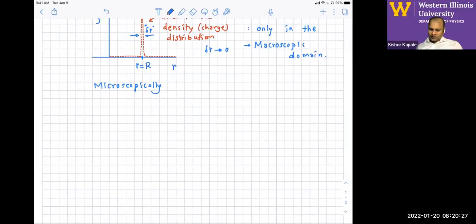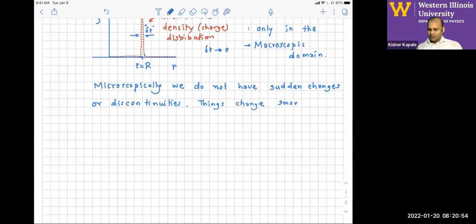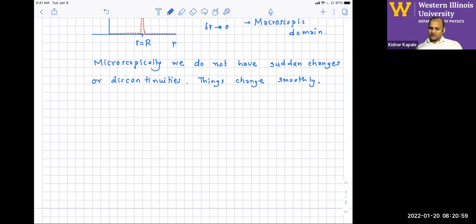So microscopically, we do not have sudden changes or discontinuities. And things change smoothly. Okay, so that's the idea. Because you are at a smaller distance scale, you can figure things out easily, right?